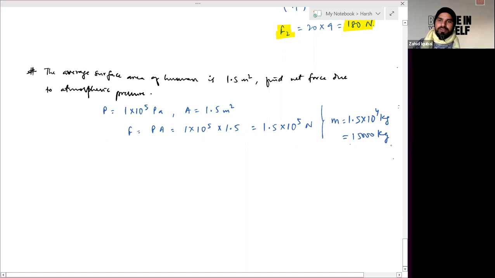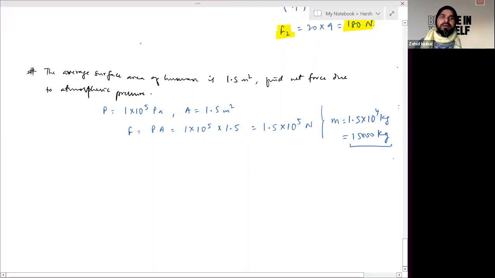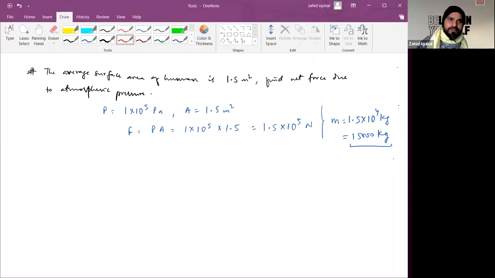Is it possible to hold this much mass on our body? No, sir, it's not possible. We can't. So using this concept, we have calculated that atmospheric pressure exerts this enormous amount of force on our body, and we simply feel nothing. What is the mechanism behind it? Let me define it for you.